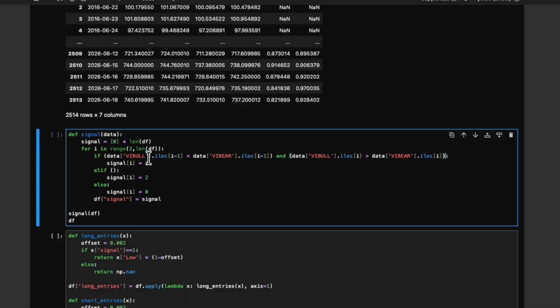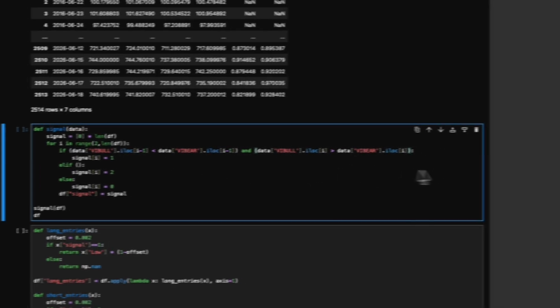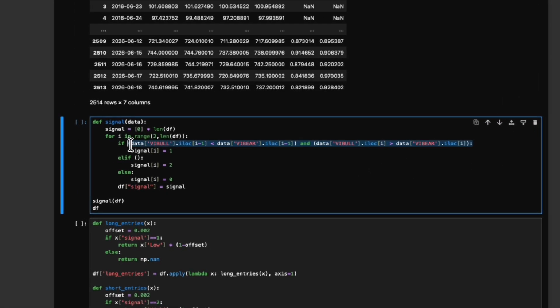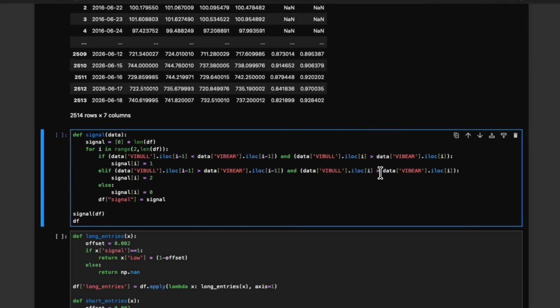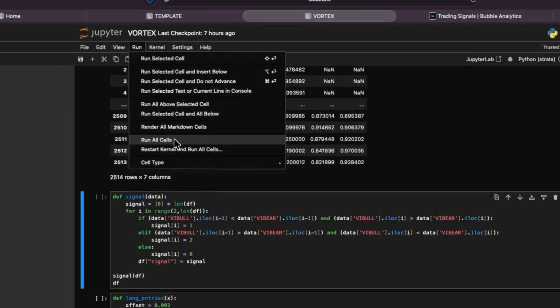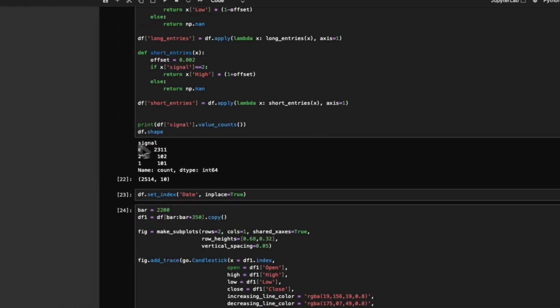So if yesterday's VI bull was below the VI bear and today's VI bull is above VI bear, then that is a buy signal. And then what we're going to do is just copy that across and reverse it for a sell signal. So if I pop all that in there and then just reverse it, for a sell signal, if the bull is above the bear yesterday and below it today, that would be our sell signal.